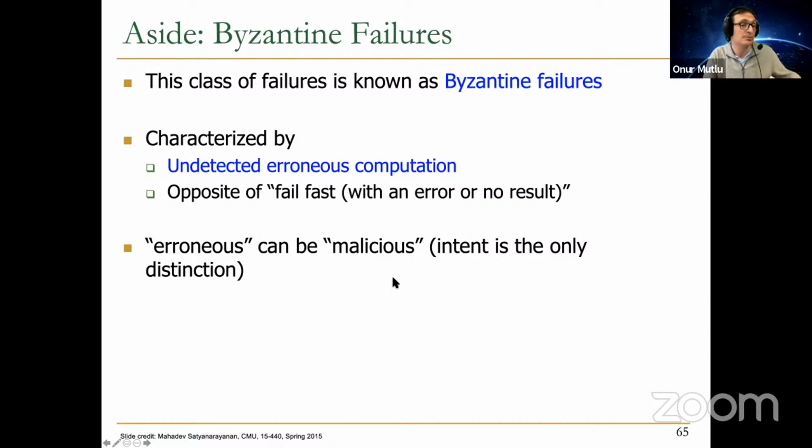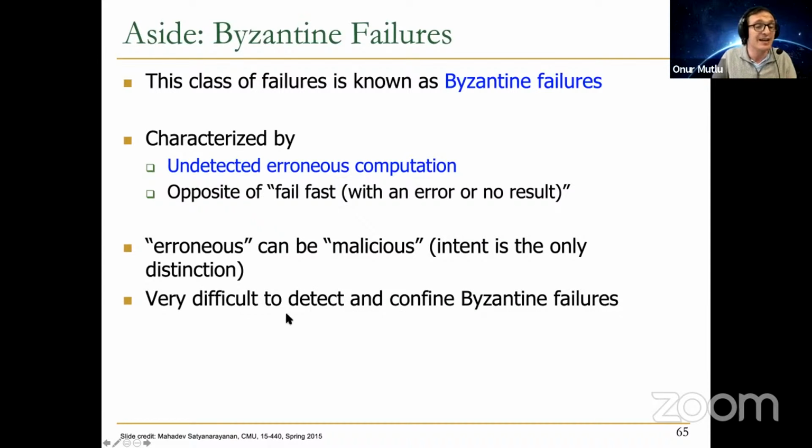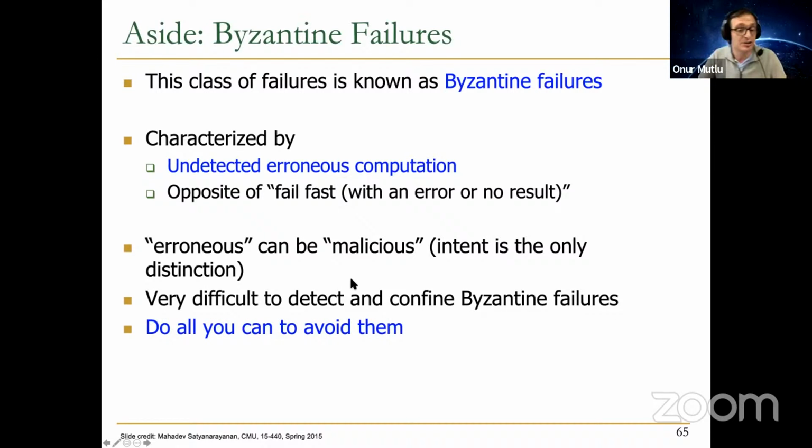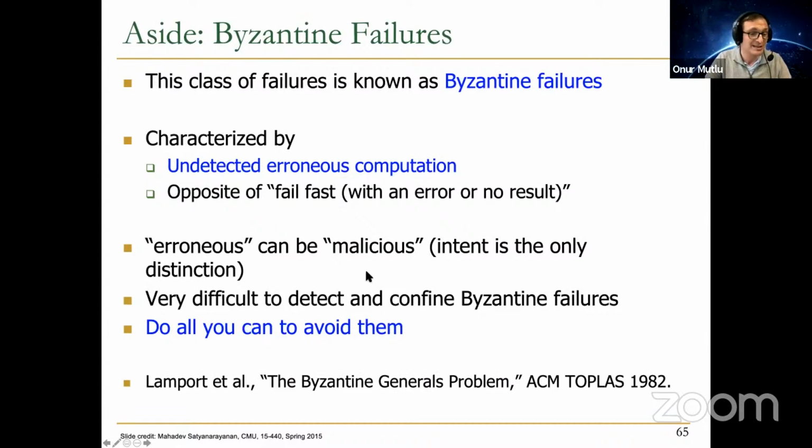So basically, it could be a reliability problem, it could be a safety problem, and it could be a security problem, because somebody malicious can take advantage of that bit flip. And it turns out it's very difficult to detect and confine Byzantine failures. Do all you can to avoid them. This is first discussed in the Byzantine generals problem.